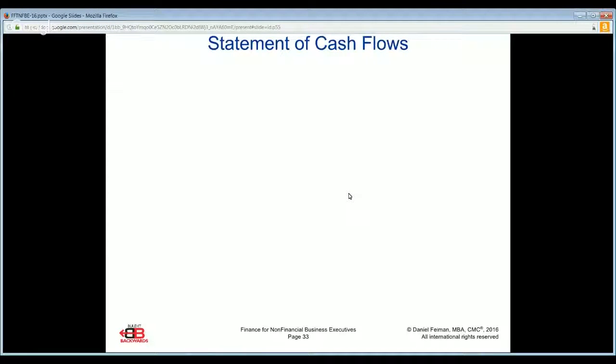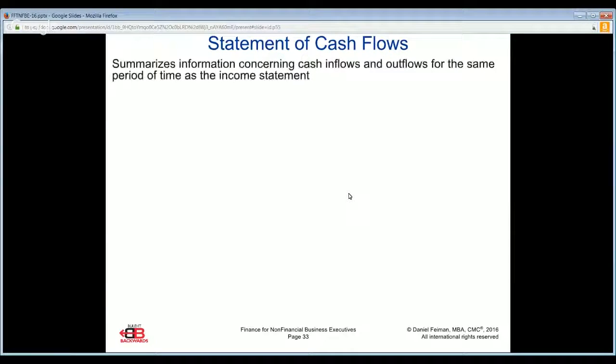So that finishes for now with the income statement. Now let's look at the third of our three financial statements, which is our statement of cash flows, or the cash flow statement. It goes by a couple of names. Once again, it's broken into three components.